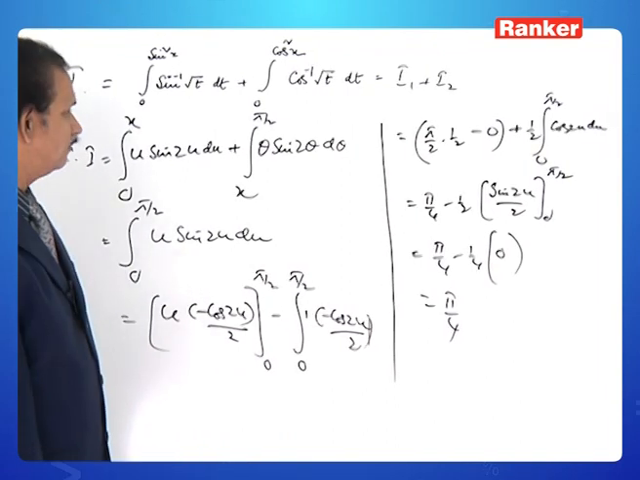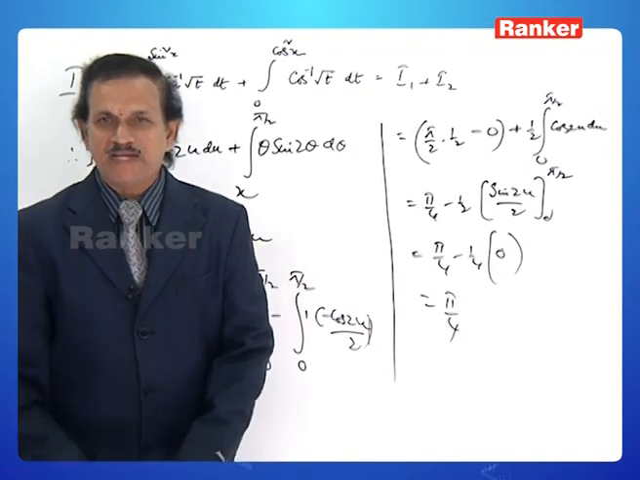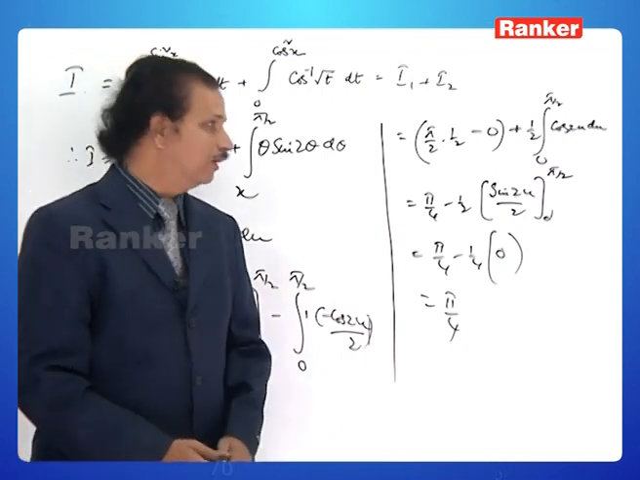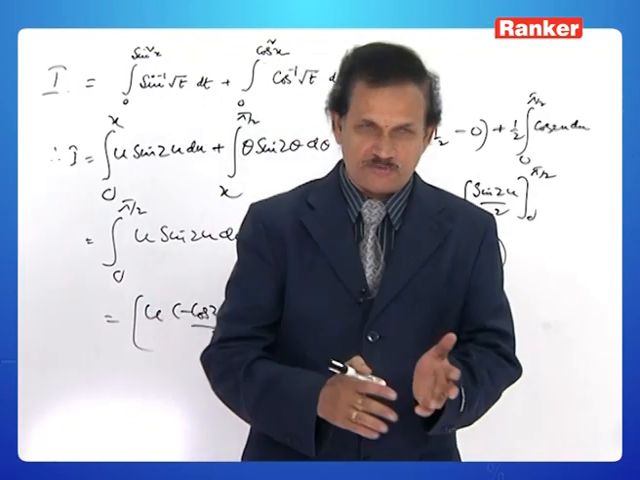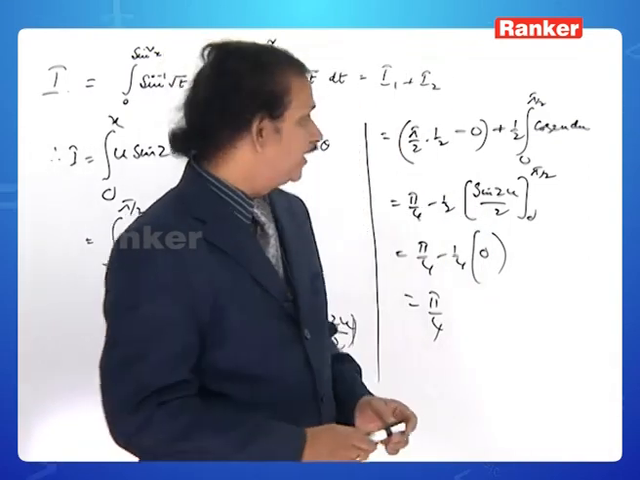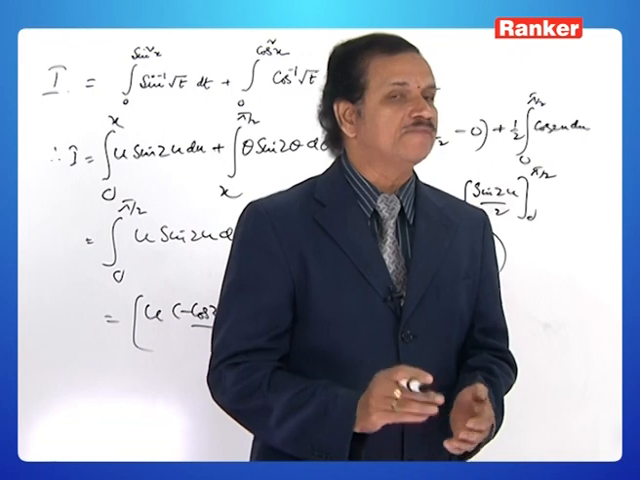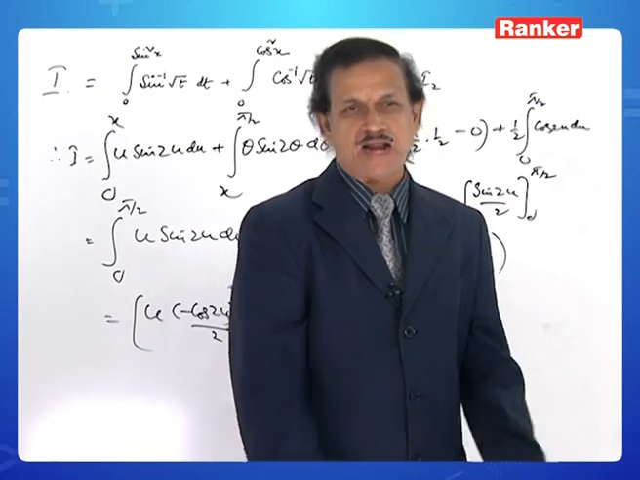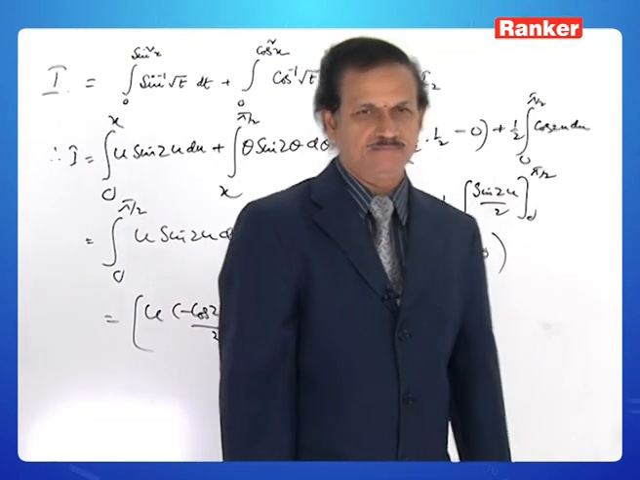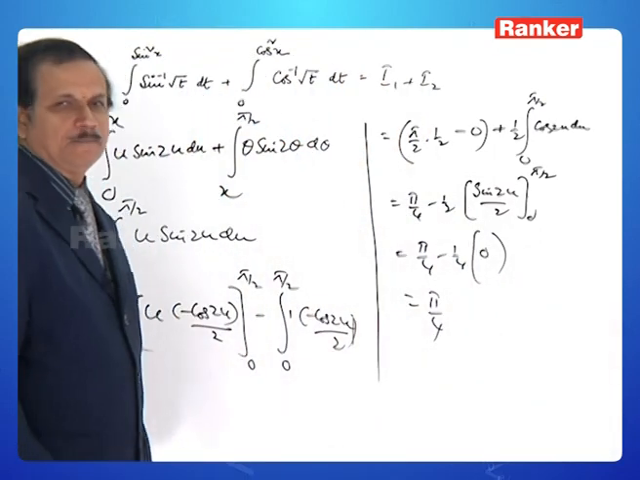It's a beautiful problem. So the main idea to solve the problem is the transformation, sin inverse root t and cos inverse root t, and the limits are conveniently brought to 0 to pi by 2, so that a numeral answer is going to be obtained. Answer is pi by 4.